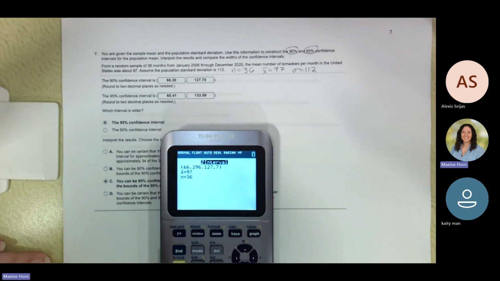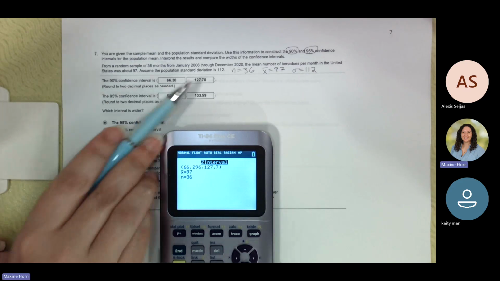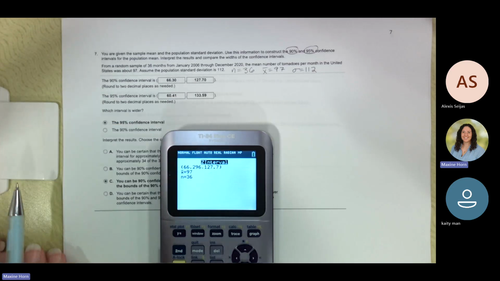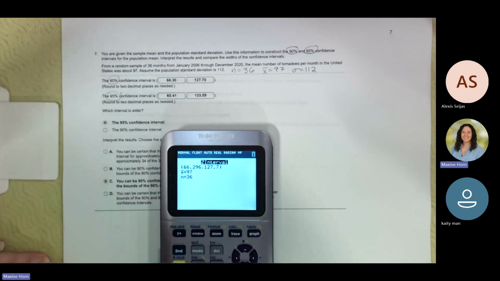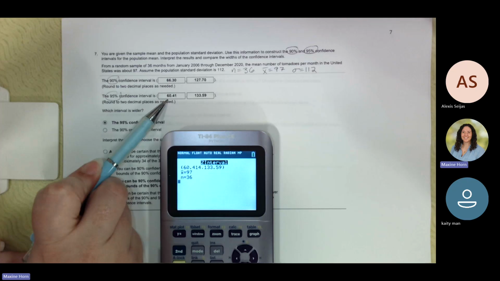And there we have it. Again, if we round to 2 decimal places, these are the numbers that we're going to get. So if we do the exact same thing with now 95%, so again, stat, test, number 7, Z interval, and the only thing we're changing is that we're changing this to 0.95, we get our new numbers.